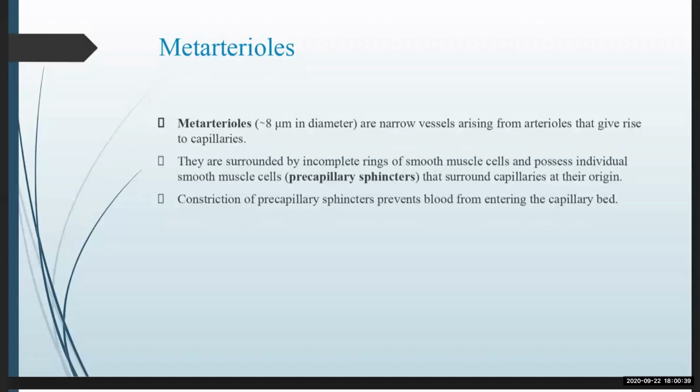I'm sure that this is new for you, because I know that all of you know arteries, you know arterioles, but maybe you don't know metarterioles. We talked that arterioles are smaller, but metarterioles are even smaller. They are not even 8 micrometers in diameter. They arise from arterioles, and they continue to capillaries.